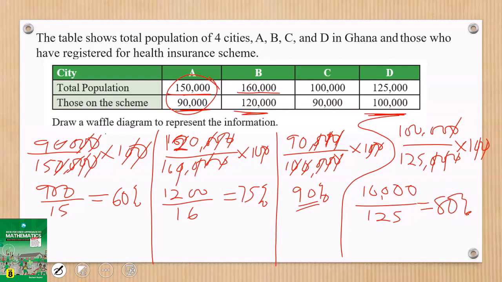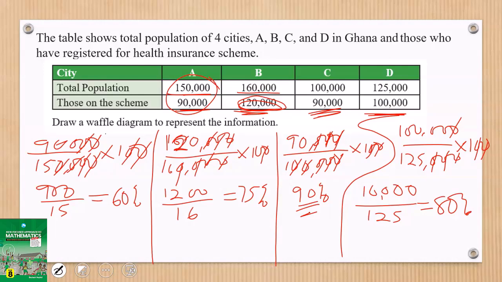So you can see that initially you could have thought that the city with 120,000 registrations would have the highest number of people who have accepted the health insurance scheme. But you can see from here that rather city C has the highest proportion of people who have accepted the insurance scheme, because per their population, the majority of them have registered for the health insurance.